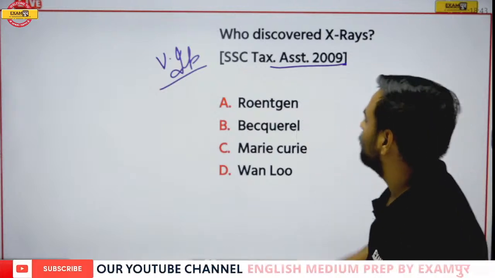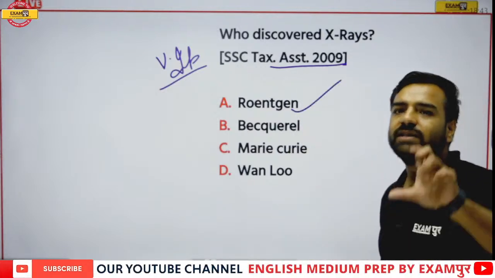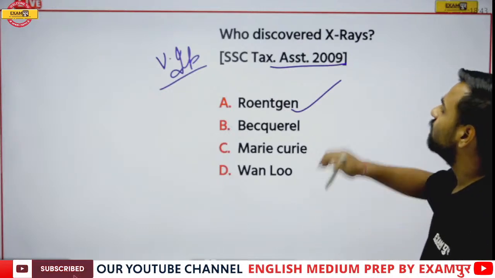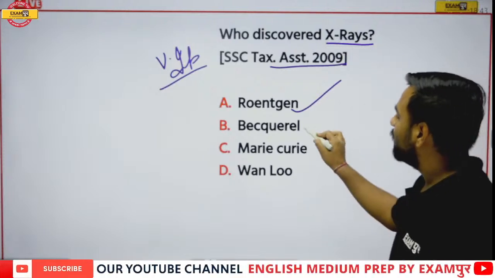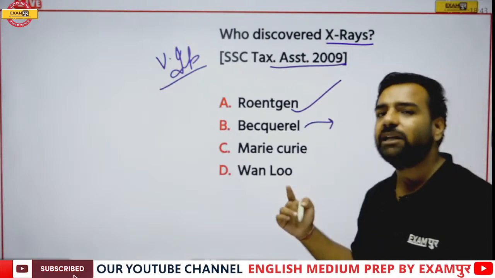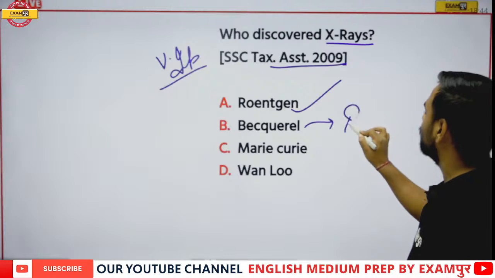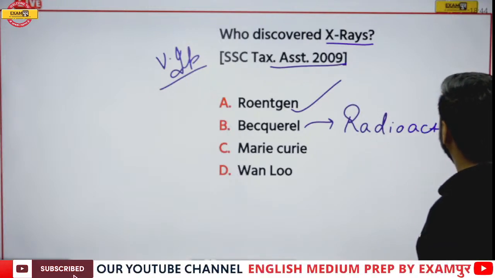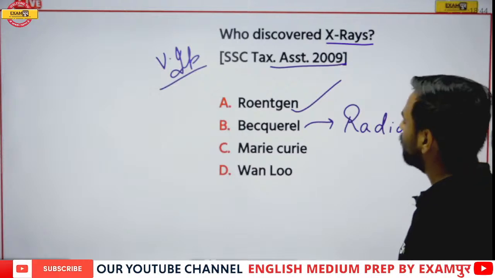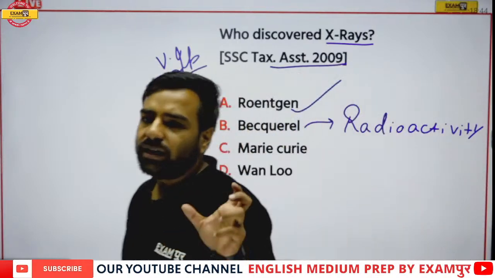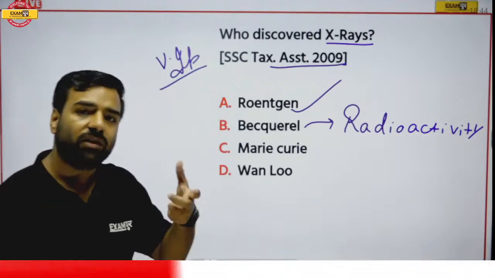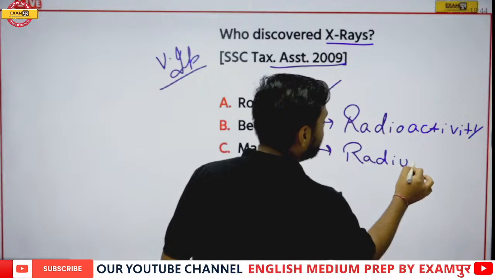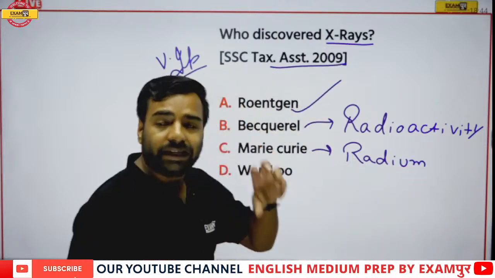Here, Jaya is correct, totally correct. That is Roentgen. What is his full name? Full name is William Roentgen. So William Roentgen was the one who discovered X-rays. But Becquerel, full name Henry Becquerel, was the one who discovered what? Radioactivity. But if I discuss Marie Curie, Marie Curie and her husband Pierre Curie discovered what? A very important part. That was radium.